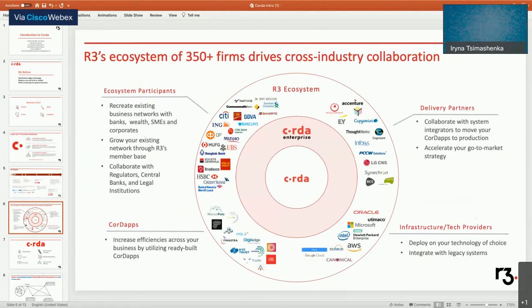If I flip to where we are today, that ecosystem that started as 9 banks grew to 49 and continues to grow up to 350 participants. It includes regulators, central banks, ISVs, independent software vendors, building applications on Corda, which are called CorDapps. Advisory firms, top-tier consulting firms. It includes the world's largest system integrators, the biggest cloud providers, hardware providers. This is everyone who is contributing to the R3 Corda ecosystem.